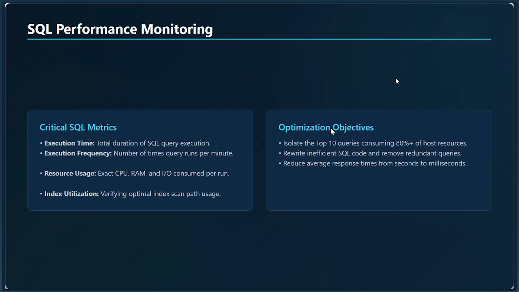Okay, good. So for SQL performance monitoring, there are critical SQL metrics you also look at. You look at execution time. If you run a query and it takes like 3 minutes to run, it is going to lock the database. So other people trying to run queries will just be waiting for you. So you look at things like execution time, the frequency of such queries, and the resource usage.